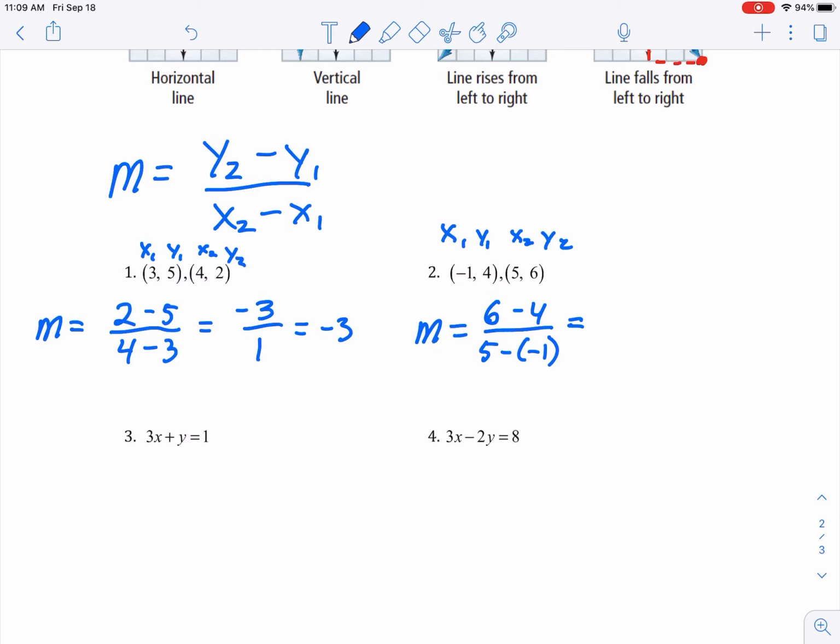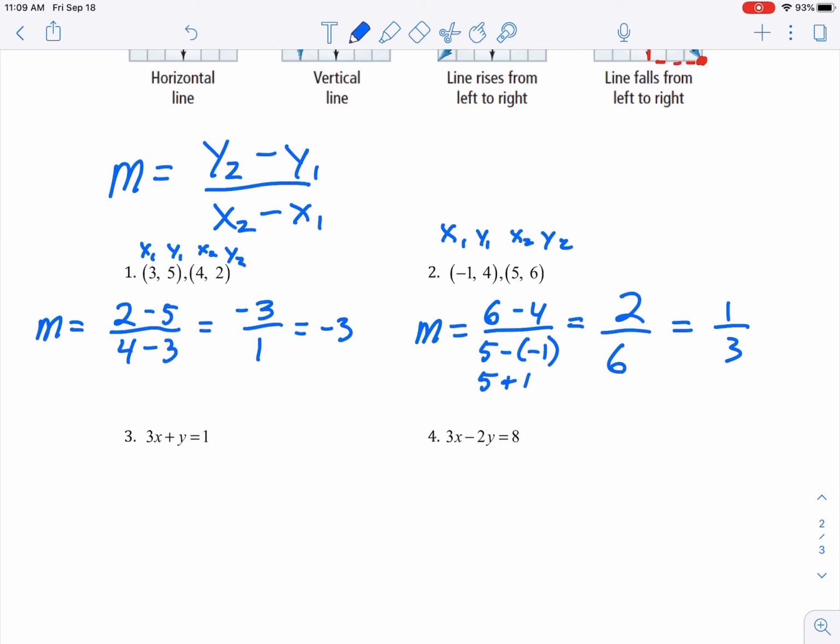But we take a look at this. 6 minus 4 is 2, and 5 minus a negative 1 is the same as 5 plus 1. So that would be over 6. And then we reduce this to be a slope of 1/3. So that is part of the lesson where we're given 2 points and we're asked to find the slope.